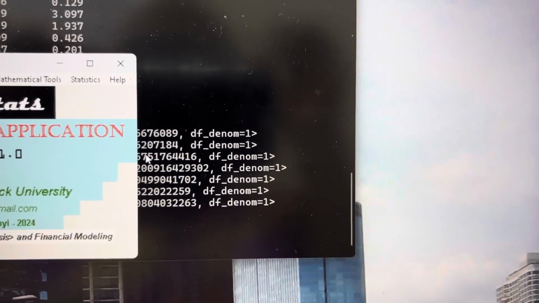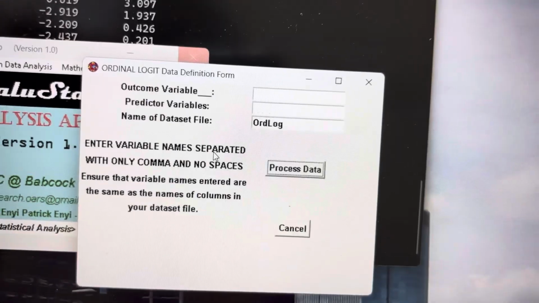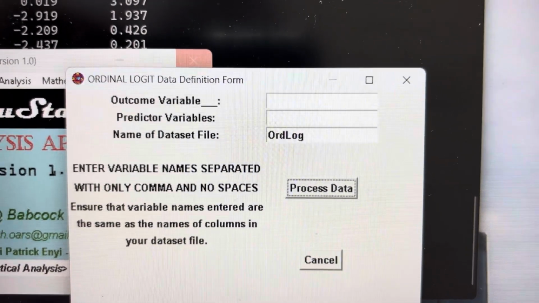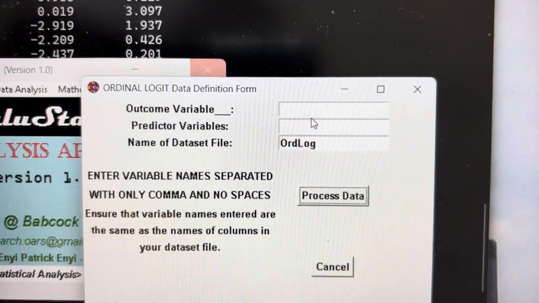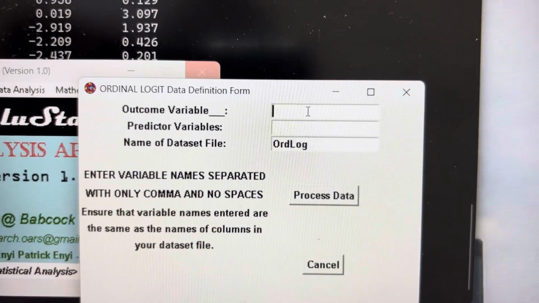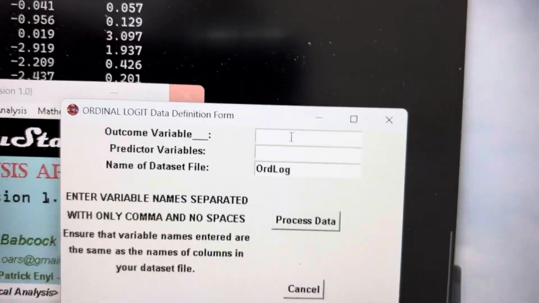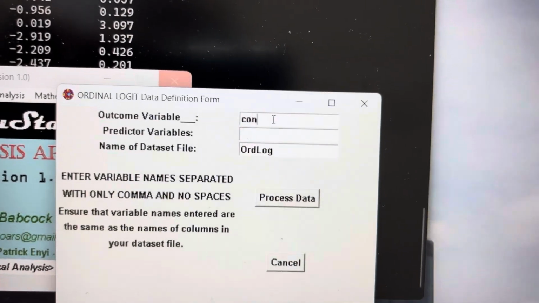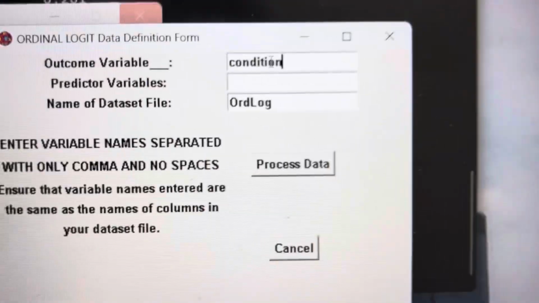You just have to initialize very well. If it doesn't initialize very well, it means that it may not capture exactly what we want it to capture. So the outcome variable this time around, remember we said the outcome variable now is condition, based on what we saw on that dataset file. That is condition.